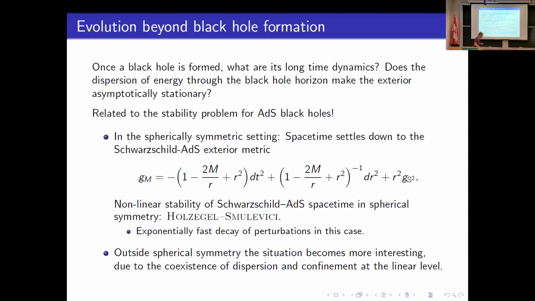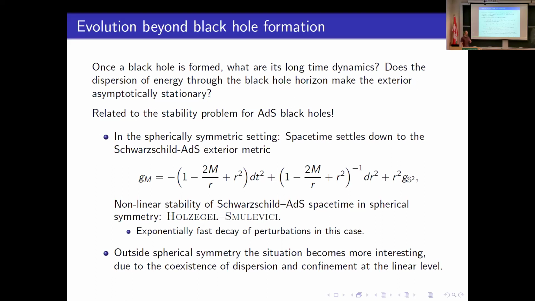Anyways, this is what one expects for perturbations of anti-de Sitter spacetime, but then one can ask the question, what happens after a black hole is formed, right? So once a black hole is formed, do we expect the spacetime to essentially settle down to one of the stationary asymptotically AdS black holes that we know of, or do we expect crazier things to happen in the exterior of the black hole? And that question, of course, is related. In fact, it's a more general question. It's related to the stability question of the stationary AdS black holes that we know.